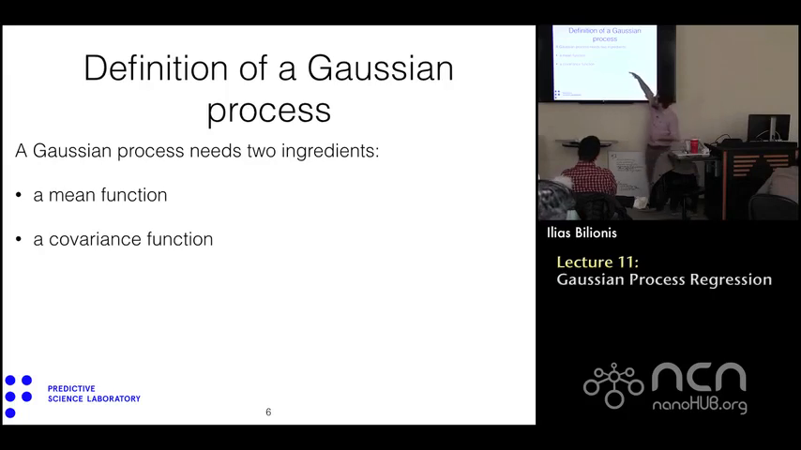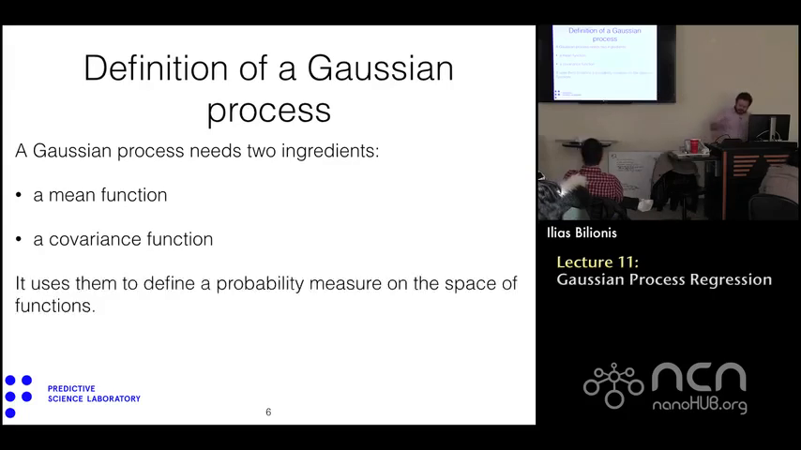And this is basically an extension of the multivariate Gaussian, right? We said at the time that the multivariate Gaussian needs a mean vector. This needs a mean function. The multivariate Gaussian needs a covariance matrix. This needs a covariance function. So if you like, it's a generalization of the multivariate Gaussian to an infinite dimensional space that happens to be a function space.